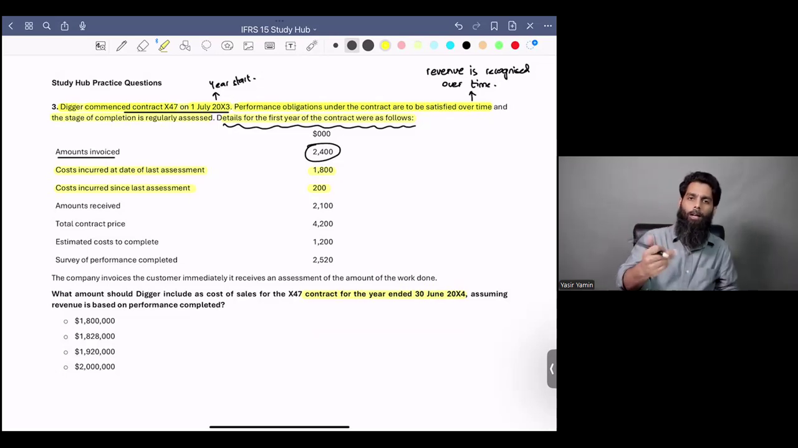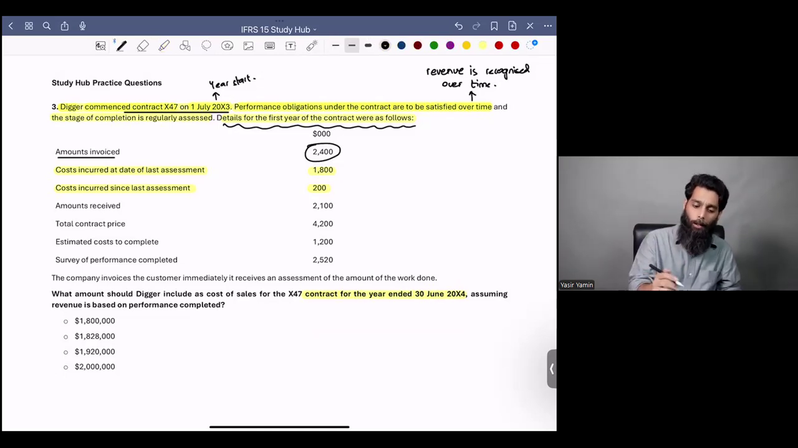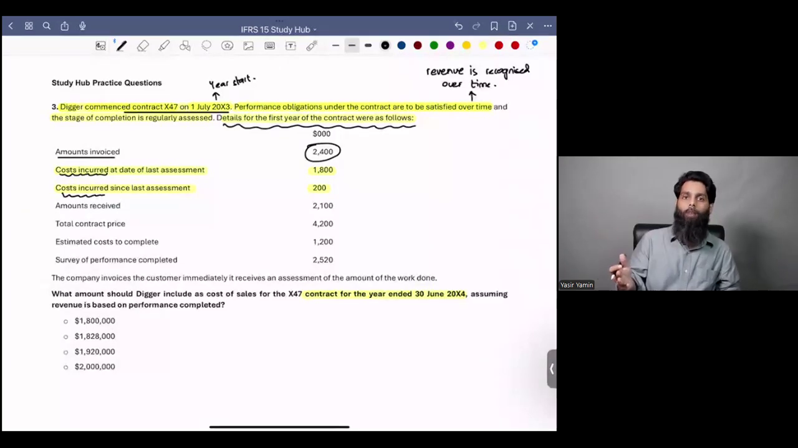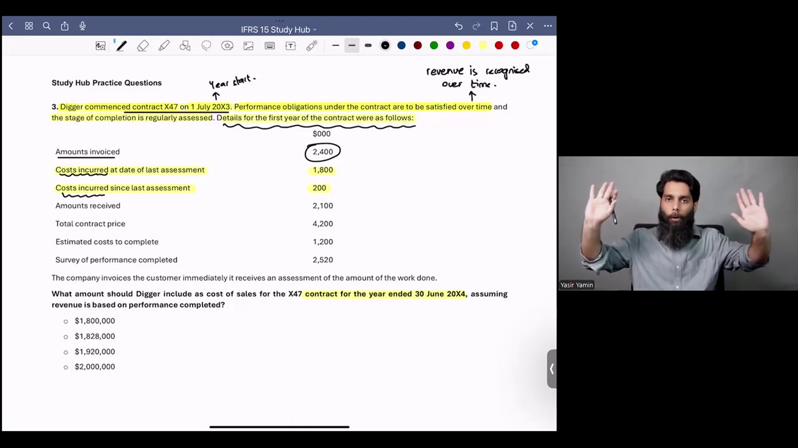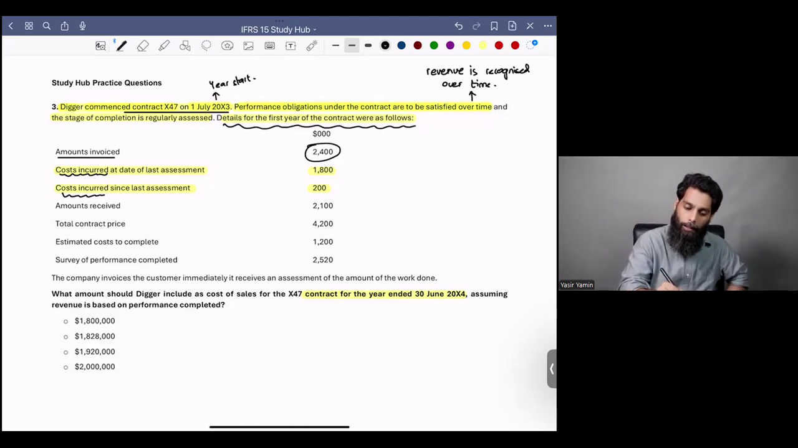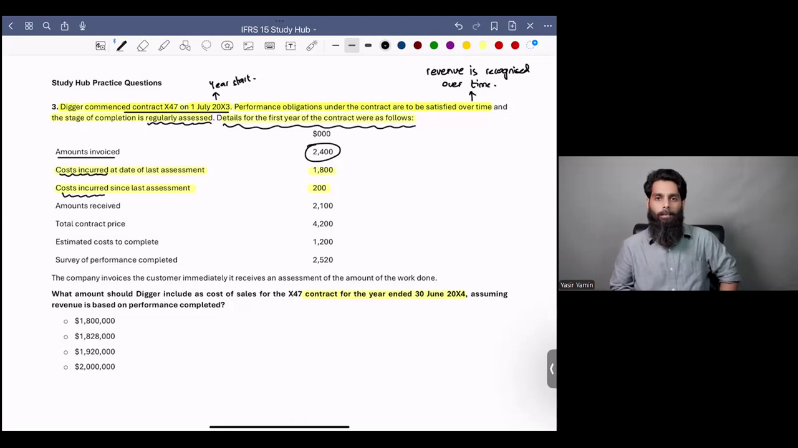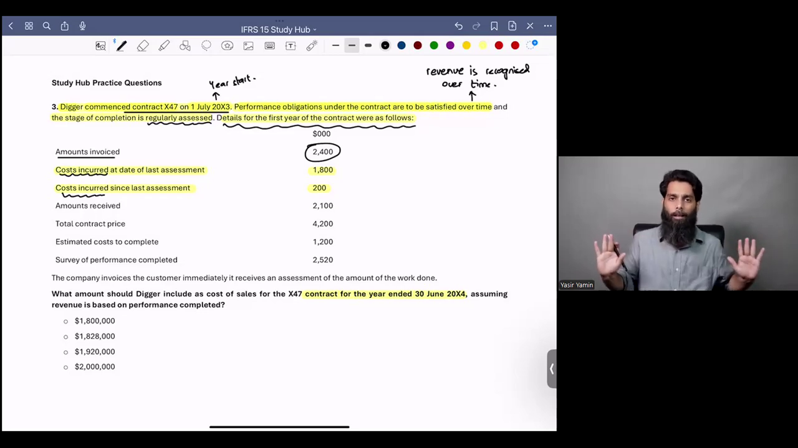If I were you, I would have ignored it. Why? Because the examiner is just trying to make a fool of you. You see, it is simply cost incurred. We called someone to perform an assessment, what should be our stage of completion at any given point in time, because the examiner said the stage of completion is regularly assessed.